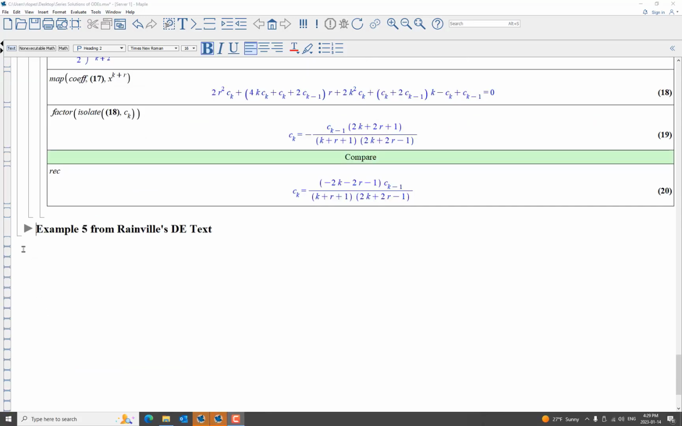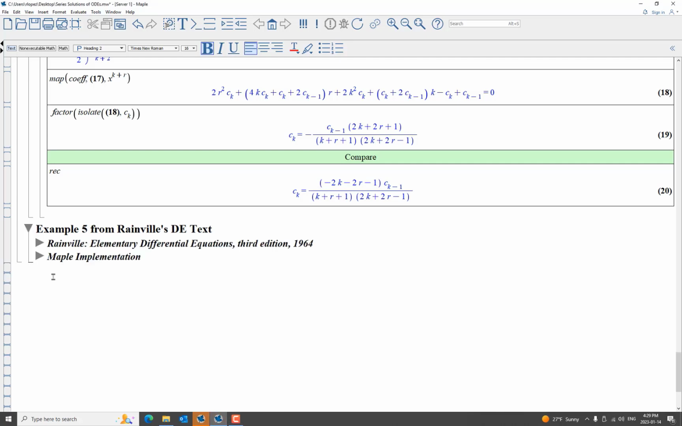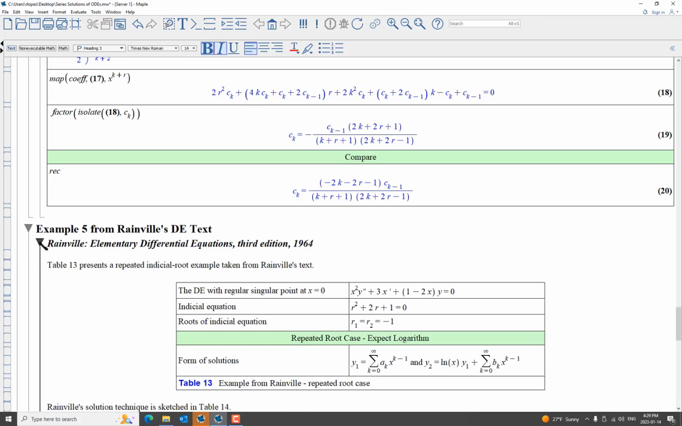A fifth and final example comes right out of the Rainville text that I used in undergraduate studies. Third edition, 1964. It's the second printing. The first printing is still called the third edition, and that's the one I use because I had graduated already in 64. I graduated in 63.